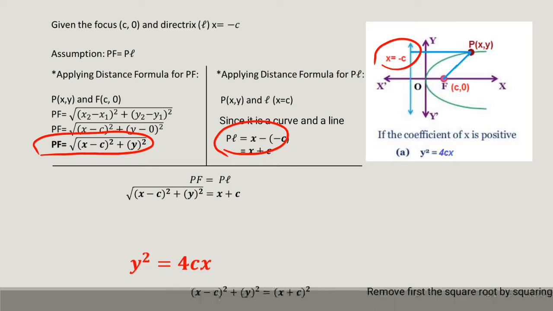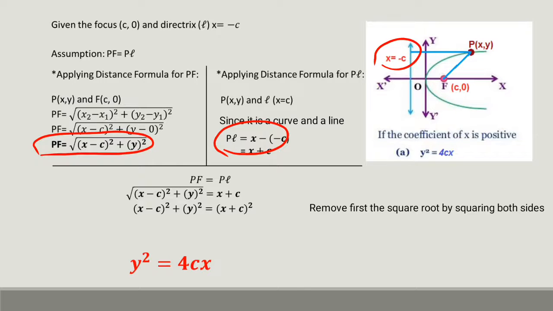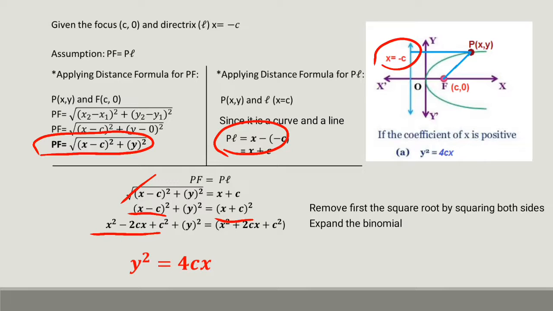Then, i-remove natin yung square root. Pag ni-remove natin ang square root, yung x plus c, magiging raised to 2. Next, i-expand natin yung mga merong raised to 2. So, meron tayong (x minus c) raised to 2. Then, pag in-expand natin yan, meron tayong x squared minus 2cx plus c squared plus y squared. Pag in-expand natin ng x plus c, meron tayong x squared plus 2cx plus c squared.